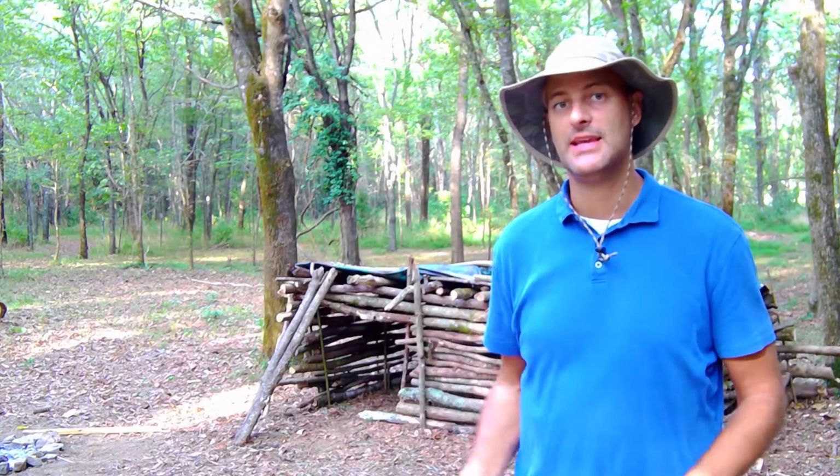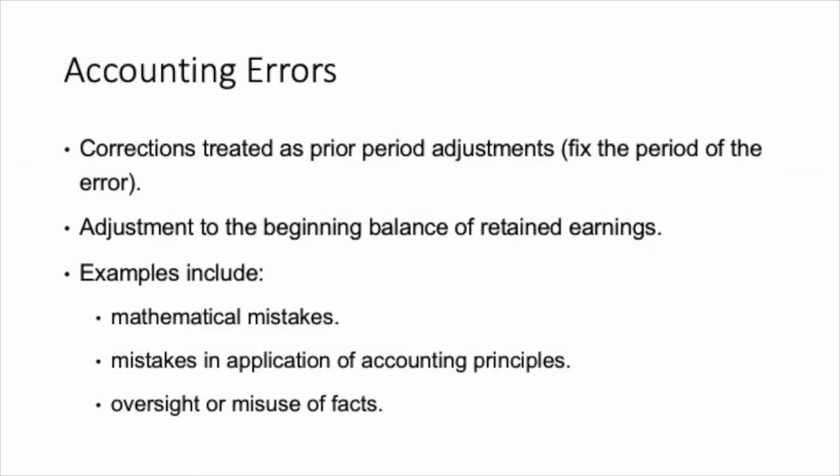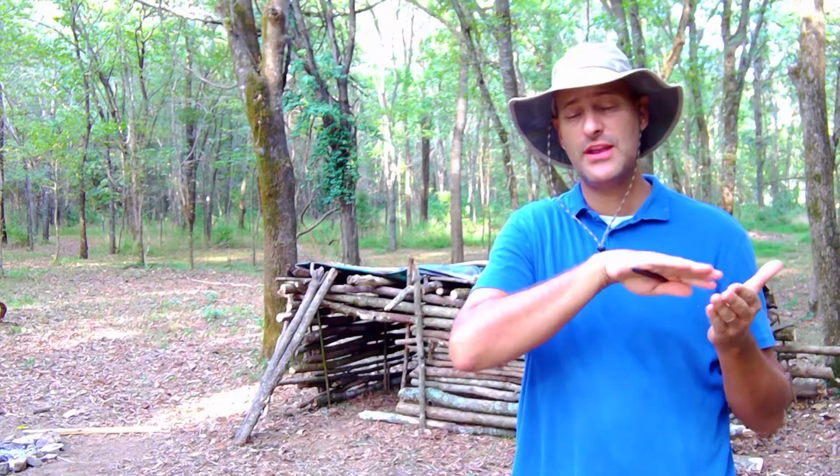They made a mathematical mistake, or they misapplied some accounting standard, or they just missed something. They just messed it up. Well, those are treated as prior period adjustments, in the sense that we have to find out, okay, when did the error occur? Let's fix it. We have to fix the error when it occurred, and then everything from there on out gets changed as if the error never occurred.